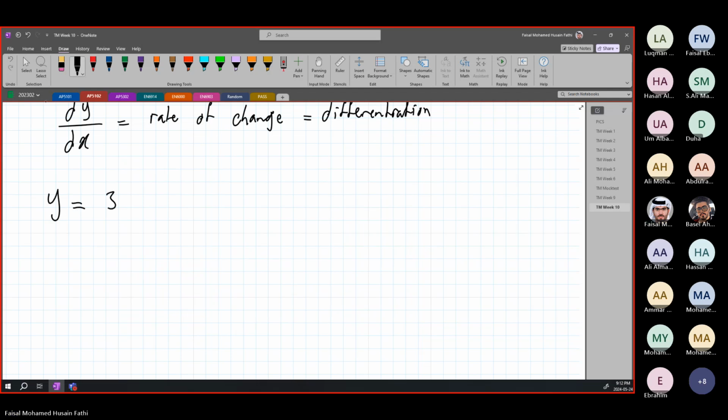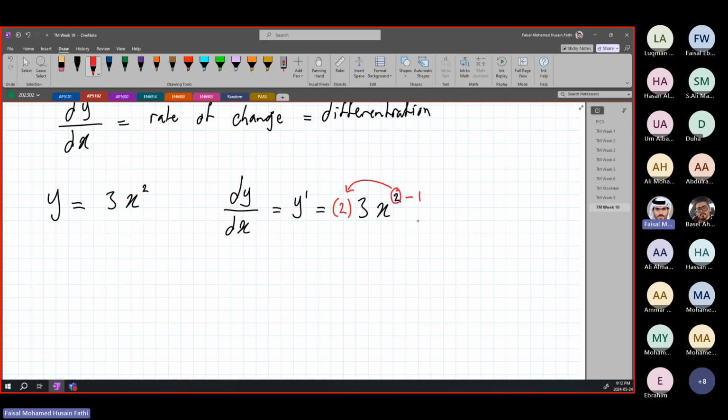Okay? So in this case, let's say we have a function y, which is equal to as simple as 3x squared. All right, a simple function like this. To find your dy by dx, or sometimes I will use y prime, this is just a different notation, the rule that you are going to apply is this. So we have our actual thing, which is 3x squared. You're going to multiply by 2, and then 2 minus 1. This is your general form for differentiation.